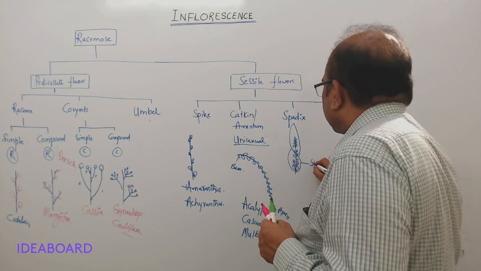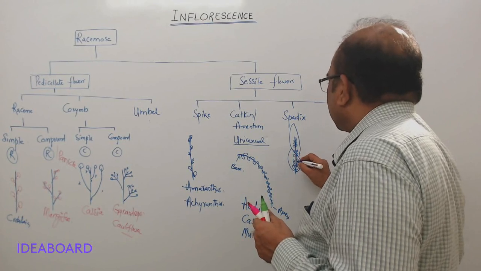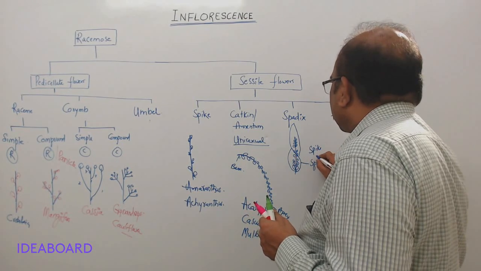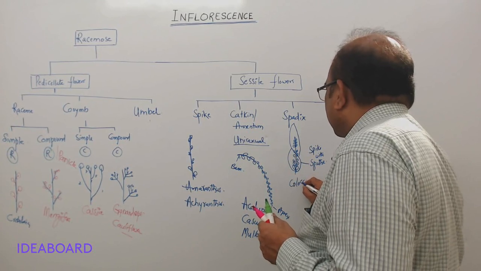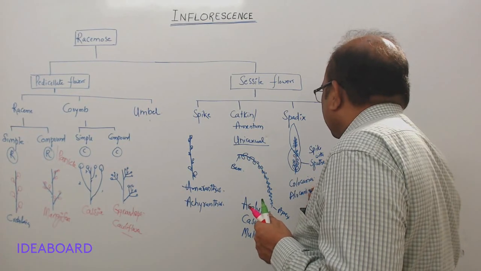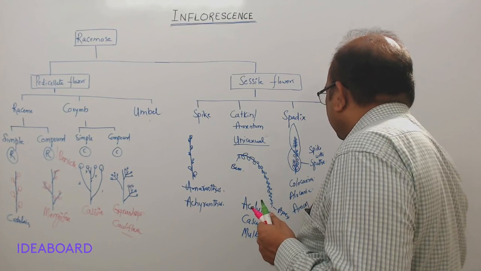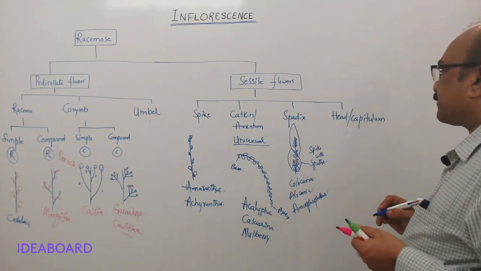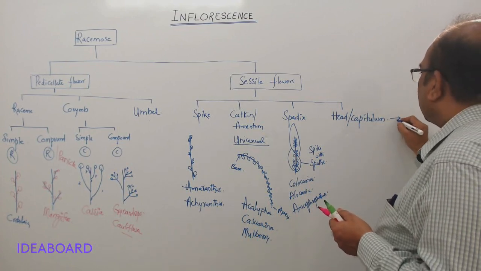and that is called spathe. So actually the inflorescence is a spike only, but a spike with spathe is called spadix. Another example for this is Colocasia, Alocasia, all that, and even Amorphophallus. That is spadix.